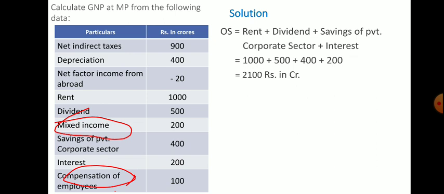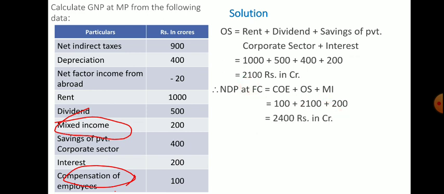Now, in the second step, what do we have to do? We have to calculate domestic income, that is NDP at FC. The formula for this step is COE plus operating surplus plus MI, that is mixed income. COE is given already, that is 100, operating surplus we have just calculated, that is 2100, and MI is 200. Altogether we got 2400 rupees in crores.